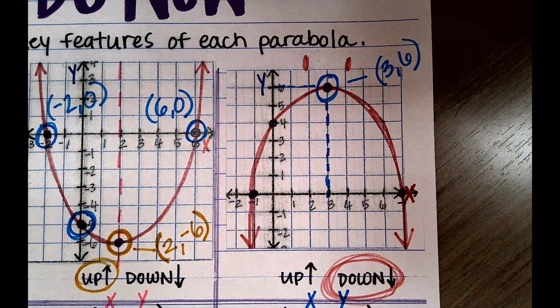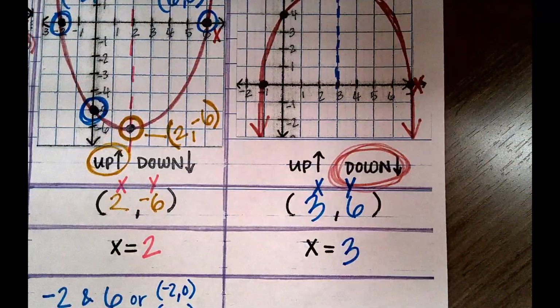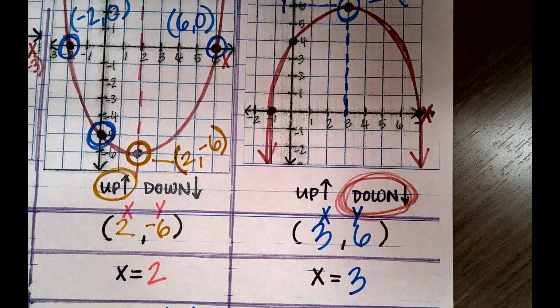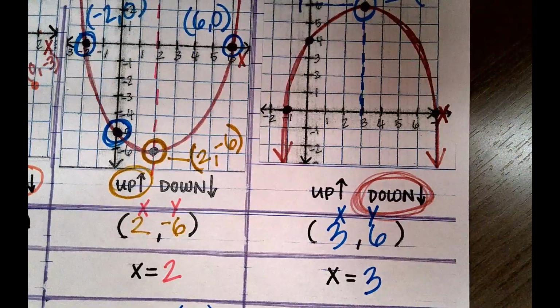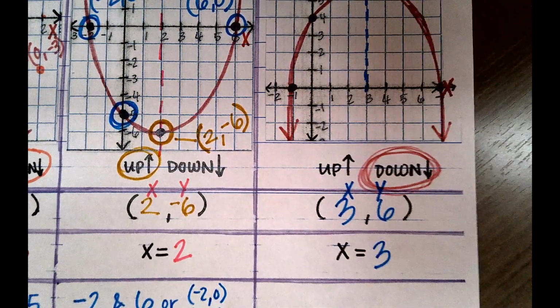Raise your hand. What's my axis of symmetry? Jessica. 3. Good. 3. Perfect. All right. What are my x-intercepts, Rhonda?